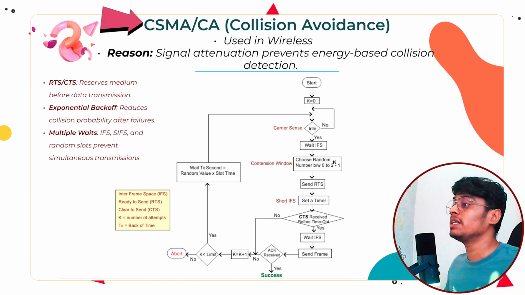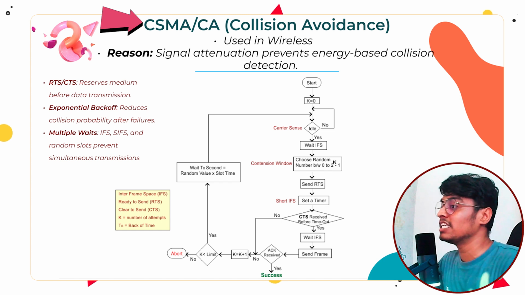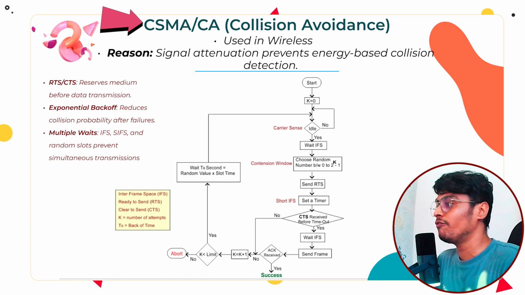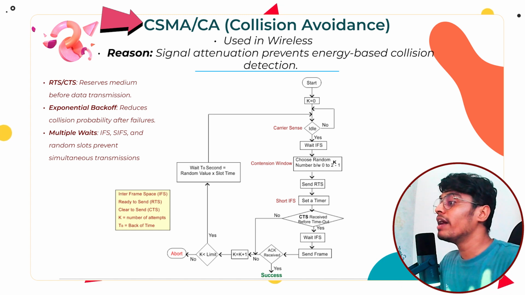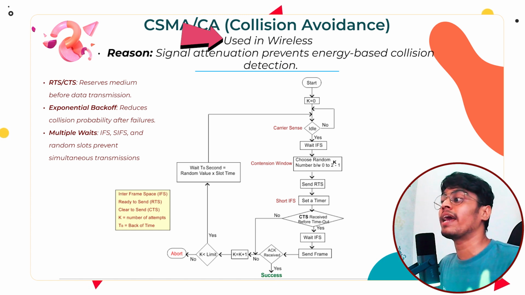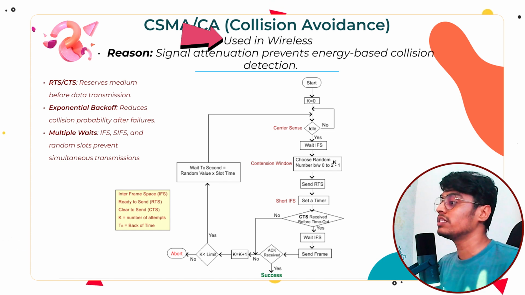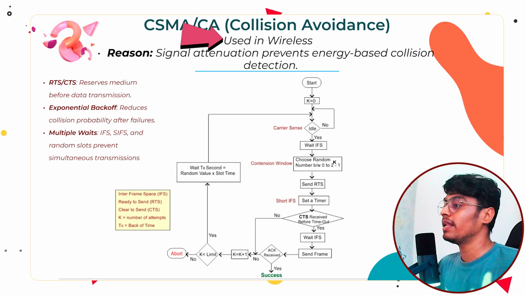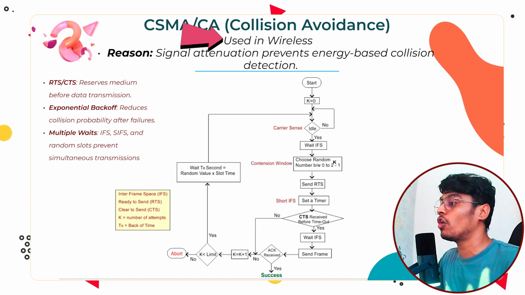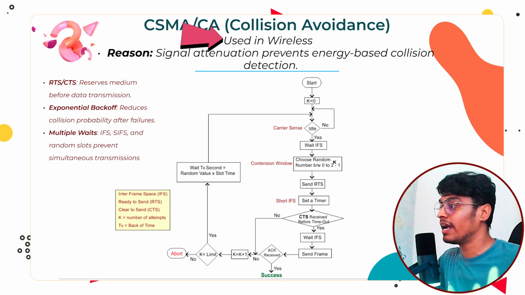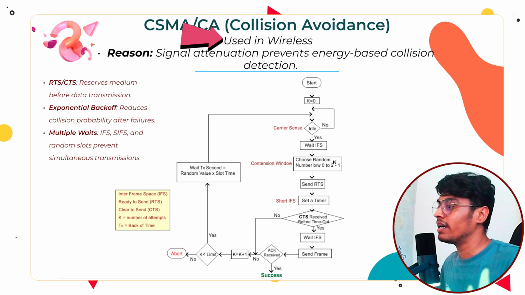Now I am going to explain CSMA/CA, that is carrier sense multiple access with collision avoidance. If we are talking about CSMA/CA, where do we use it? We use it in wireless LAN. You can call it Wi-Fi or the IEEE 802.11 standard. So here we use CSMA/CA, carrier sense multiple access with collision avoidance. So remember, collision detection is used in wired networks and collision avoidance is used in wireless technology.